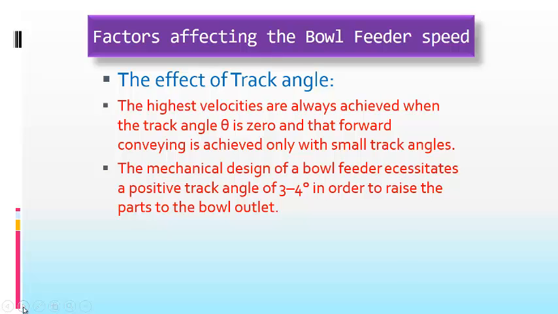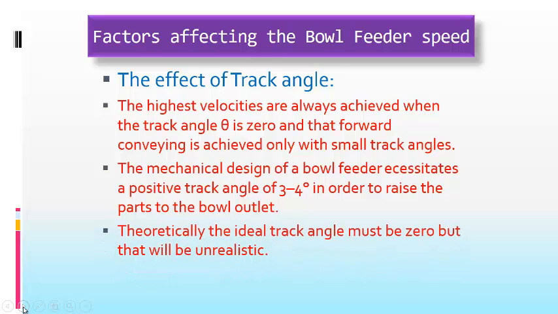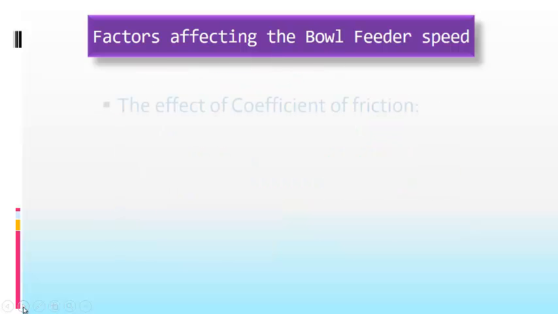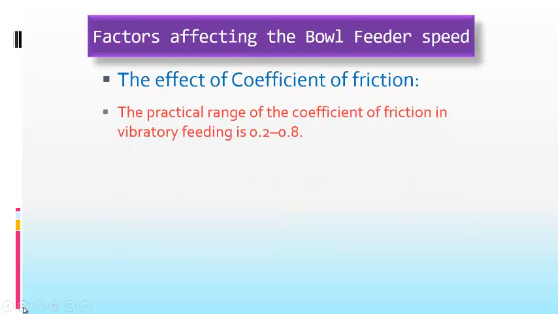The mechanical design of the bowl feeder associates a positive track angle of 3 to 4 degrees in order to raise the parts to the bowl outlet. Of course, if it is 0, it is not going to move, but if it is between 3 and 4, it will move up. Theoretically, the ideal track angle would be 0, but that is unrealistic. It should be something, so usually we keep it as small as possible, between 3 and 4 degrees.